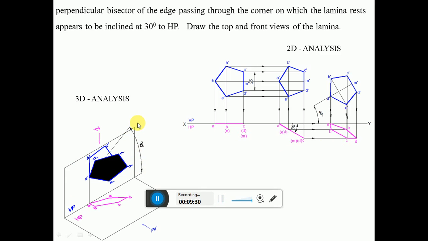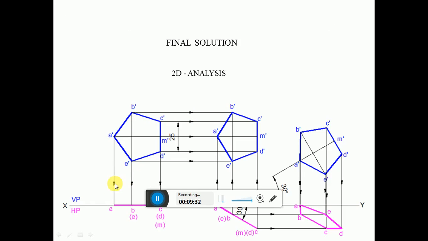So how do I know that my problem is right? You can see here the corner is resting on VP, the perpendicular bisector passing through the corner on which the lamina rests makes an angle of 30 degrees to HP, and the surface is inclined at 30 degrees to VP, and this is a pentagon of sides 25 mm. And this is how we are able to solve this particular problem.